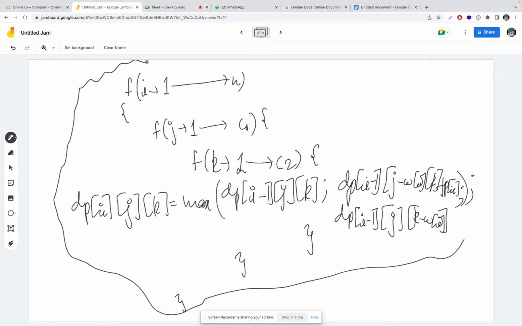What is the third option, guys? dp of, can anyone tell me? dp of i minus 1, j, then k minus w of i, plus p of i. This much is clear? Can you see how we solve the harder problem in a very easy format by knowing the basics? Yes or no, guys?